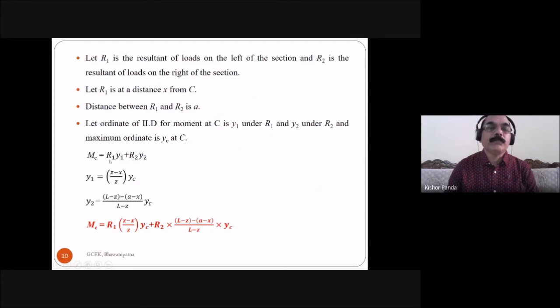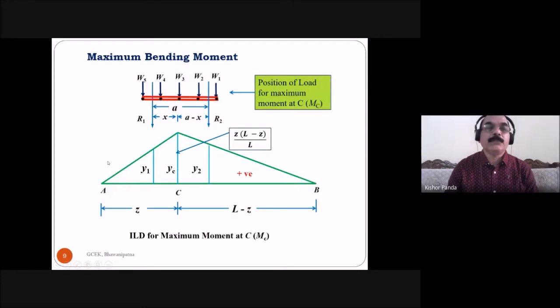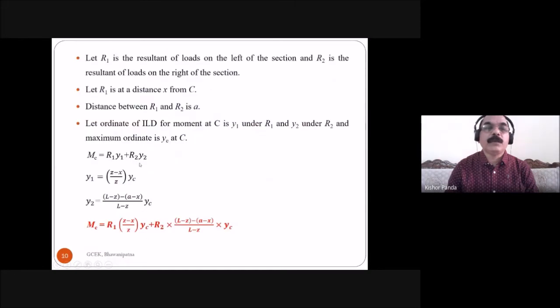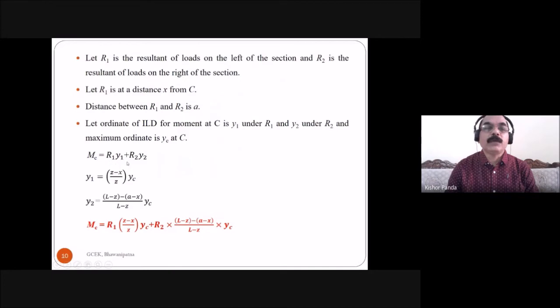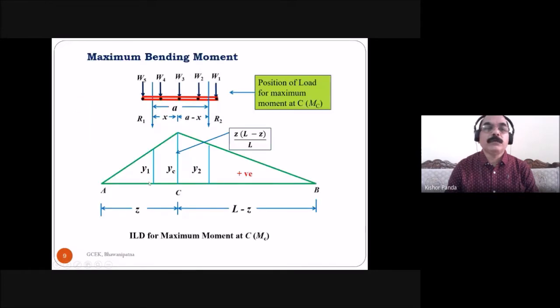Then find out the moment at C. What is the moment at C? MC is equal to R1 Y1 plus R2 Y2. So what is the resultant of the load on this side into this ordinate, and the resultant of the load on that side into this ordinate: R1 Y1 plus R2 into Y2. But you know Y1 and Y2, so you have to find out this Y1 and this Y2.